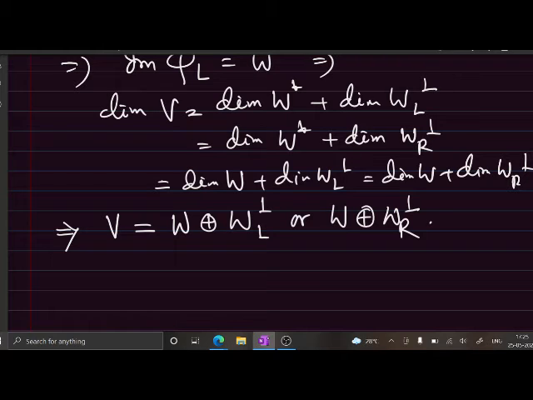If it is a non-degenerate subspace, you can decompose V as a direct sum of W plus WL perp.